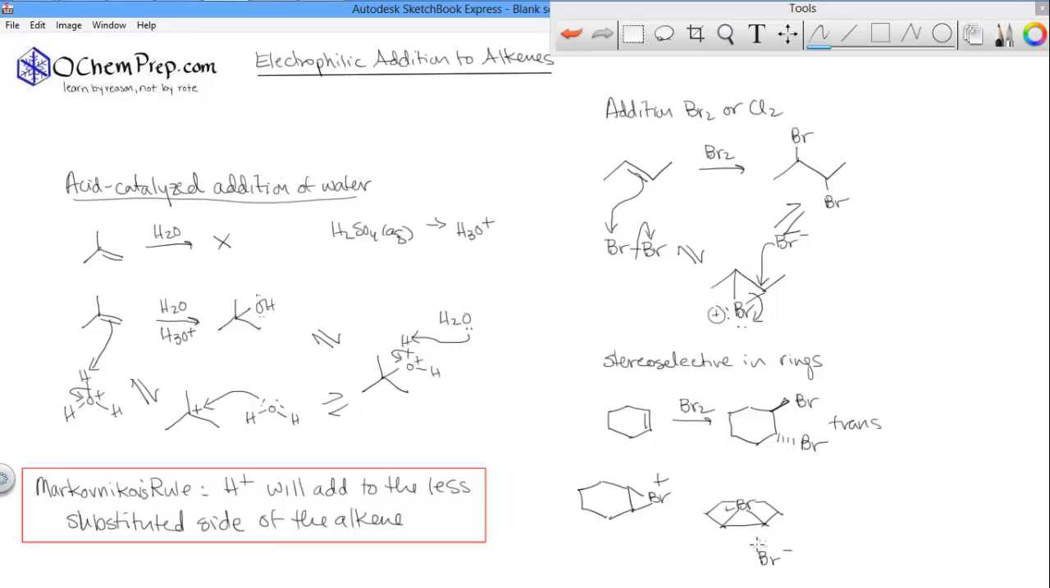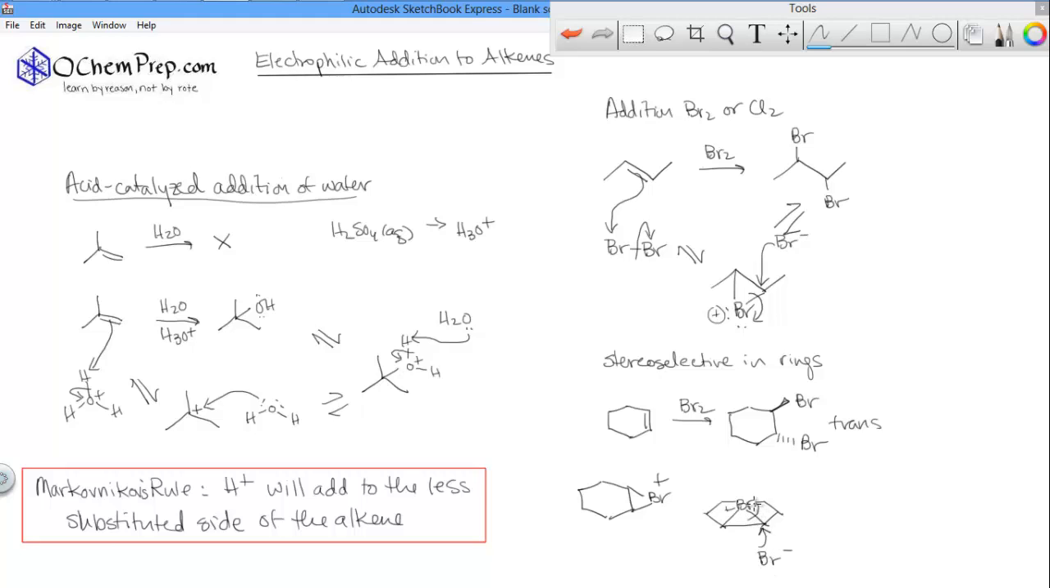Now you can see when the bromide comes in, here's a minus charge and here's the plus charge. If it comes from the top, it's just going to grab that bromine and go back the other way. That's why we have equilibrium arrows. But if it comes from the bottom side, it'll make our product.